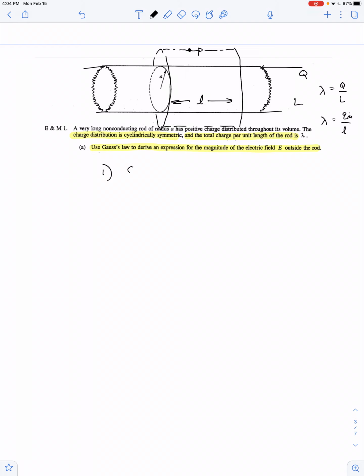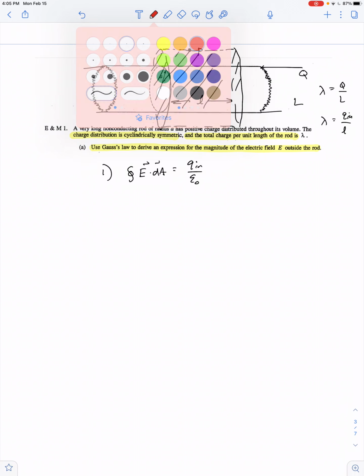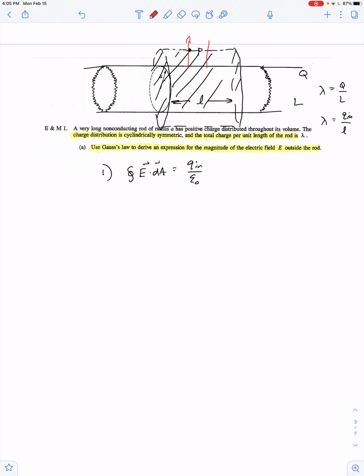So step 1, state Gauss's law. The integral of E dot dA is the amount of charge inside the Gaussian surface divided by epsilon naught. And keep in mind that this Gaussian surface is totally enclosed. There's not just surface area on the side walls. Think of it like a soup can. It doesn't just have the label, it also has the lids. But the one thing we note is no electric field lines pass through the lids, right? The electric field only passes through the label.